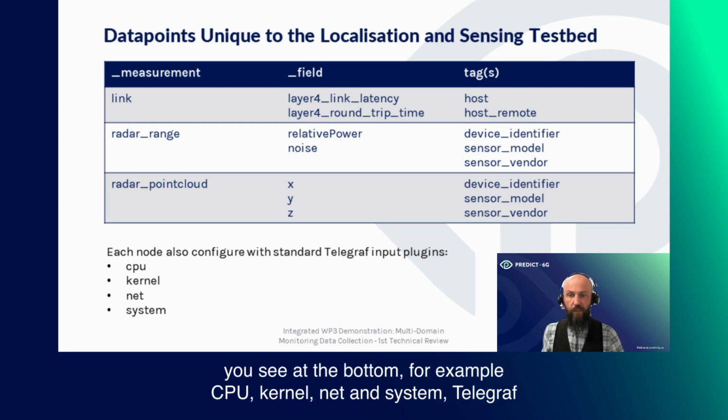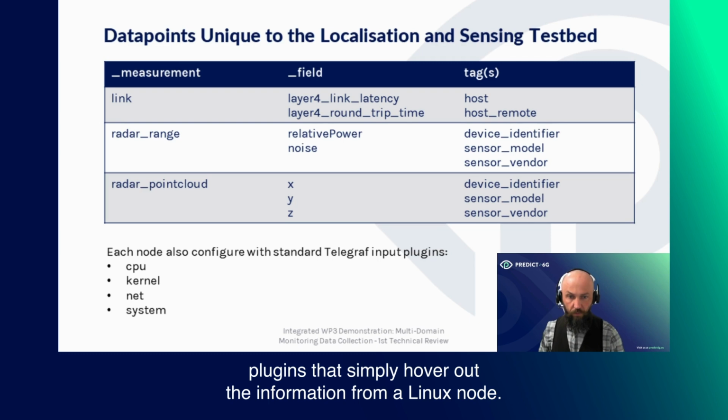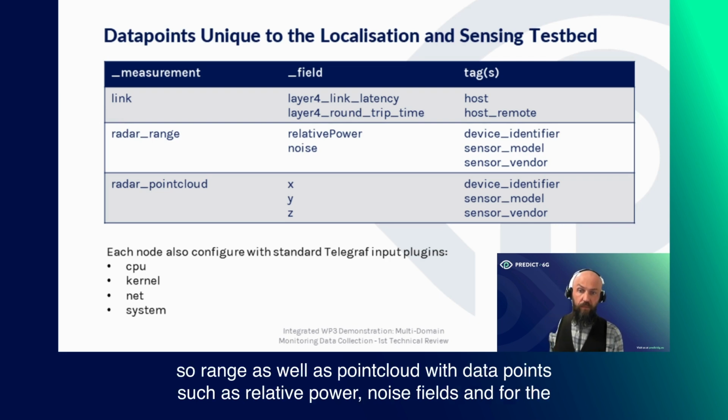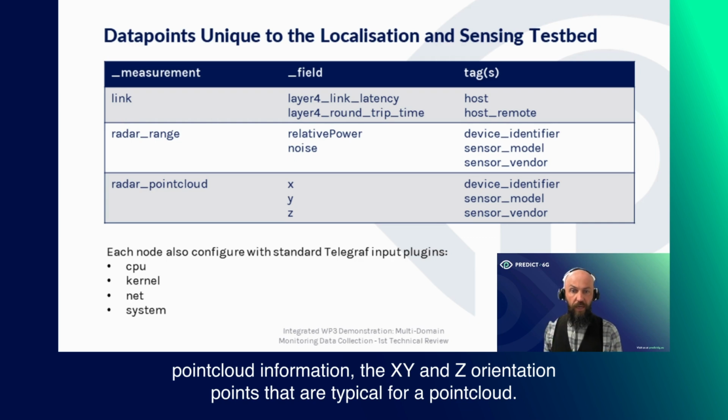We see at the bottom, for example, CPU, kernel, net, and system Telegraf plugins that simply hoover out the information from a Linux node. But we also see in the table on the top that we have radar information, so range as well as point cloud, with data points such as relative power, noise fields, and for the point cloud information, the X, Y, and Z orientation points that are typical for point cloud.